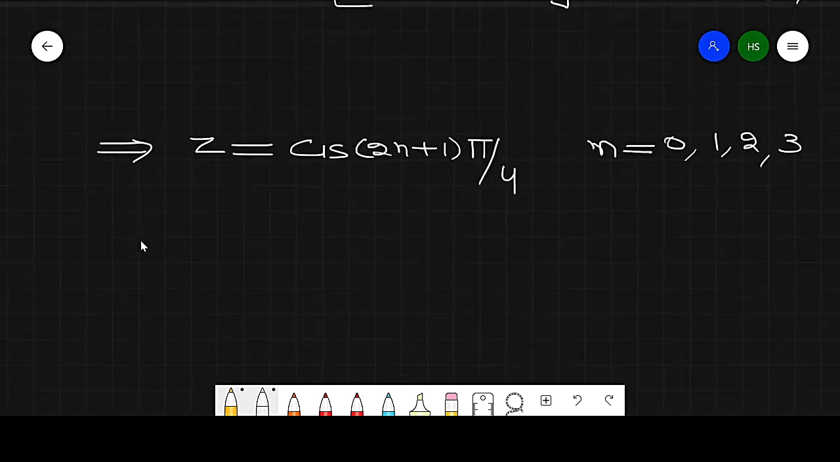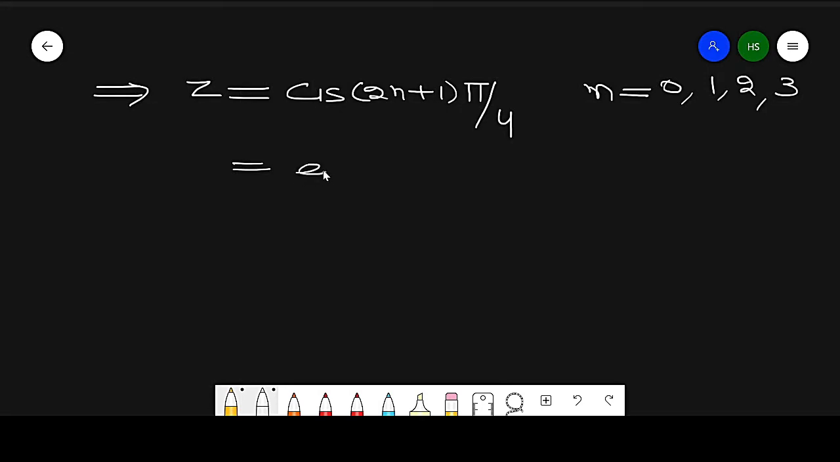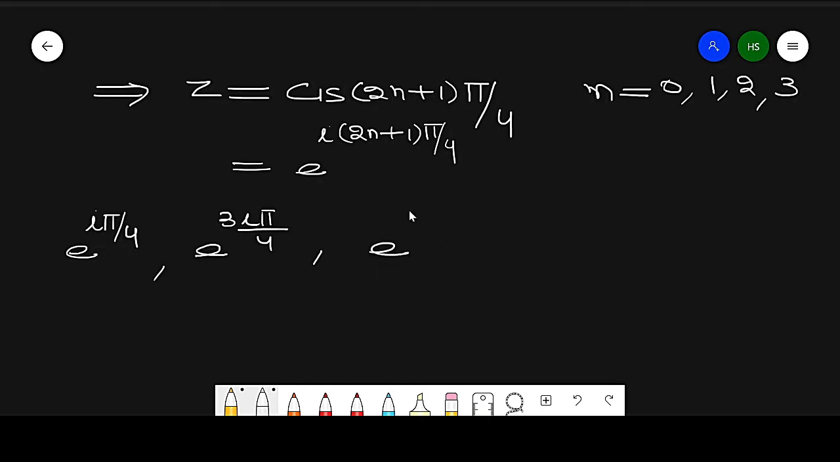This cis can be written as e raised to power iota (2n plus 1) pi by 4. When n is equal to 0, this is e raised to power iota pi by 4, 1 root. Then e raised to power 3 iota pi by 4 when n is equal to 2, e raised to power 5 pi by 4 iota, and then e raised to power 7 pi by 4 iota. So these are the 4 roots, and each of them has order 1. So it is a simple pole.